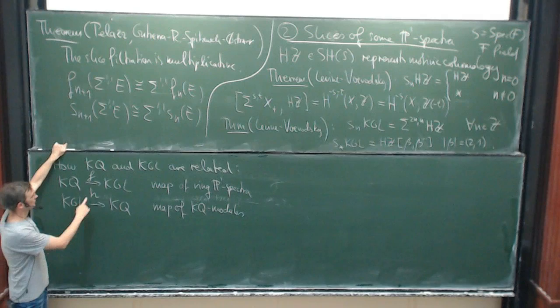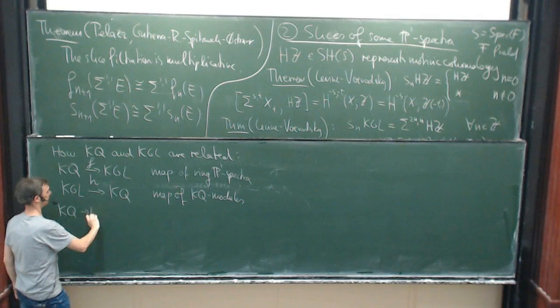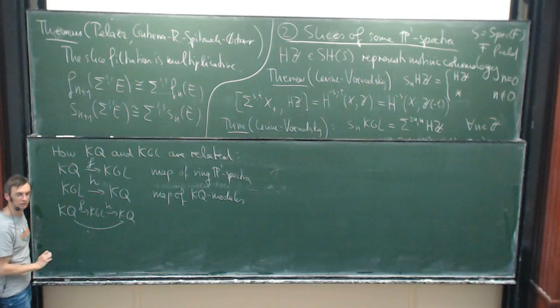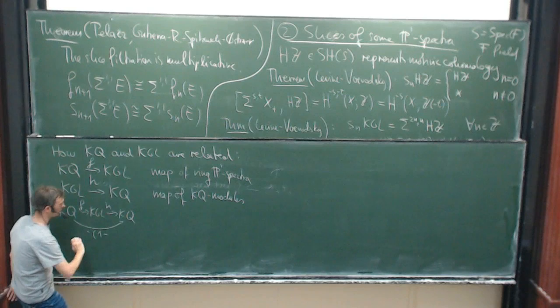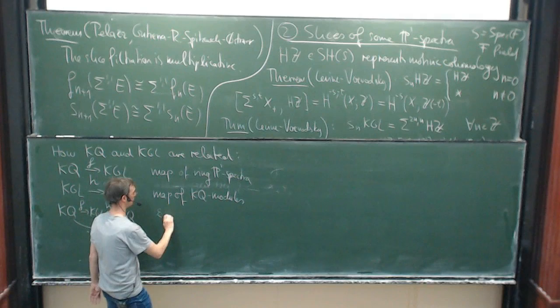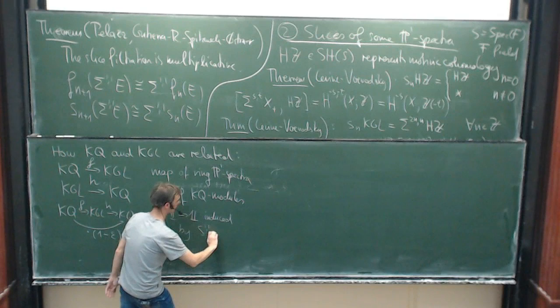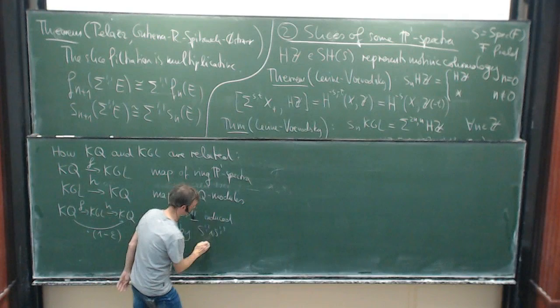And you can now compose and get two other maps. And this composition can be described as follows. This is multiplication with an endomorphism of the unit of the sphere. And this element in the sphere has the name 1 minus epsilon, where epsilon is induced by the twist isomorphism on this smash product.